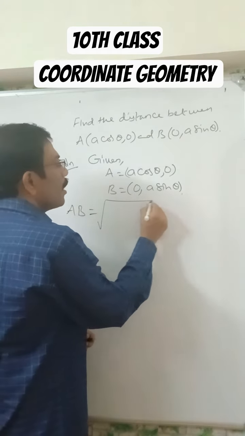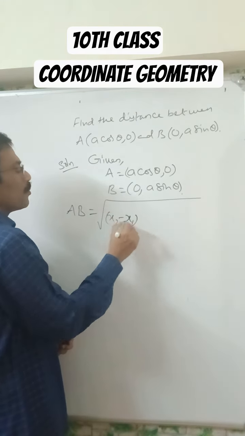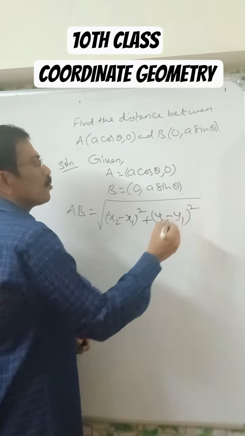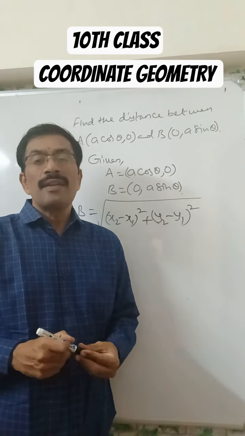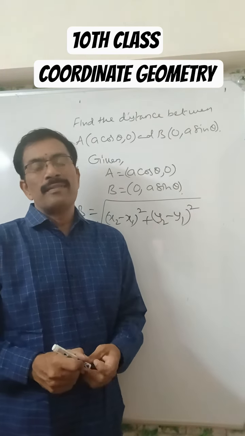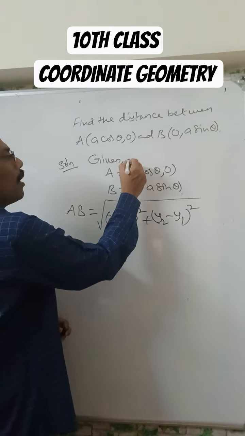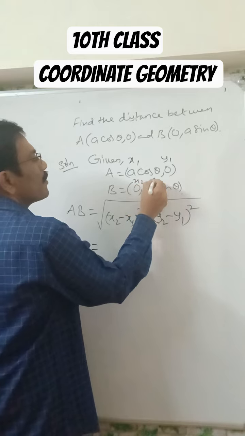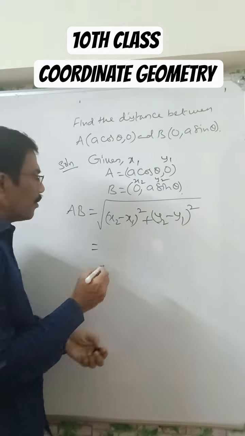What is the formula? Square root of (x2 minus x1) whole square plus (y2 minus y1) whole square. We use this formula to find the distance between any 2 points in the Cartesian plane. Now call the first point as (x1, y1) and the second point as (x2, y2). Just substitute these values in the formula.